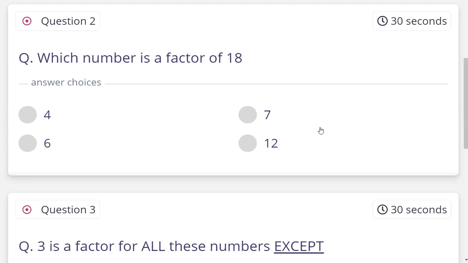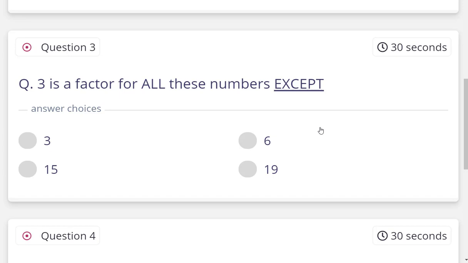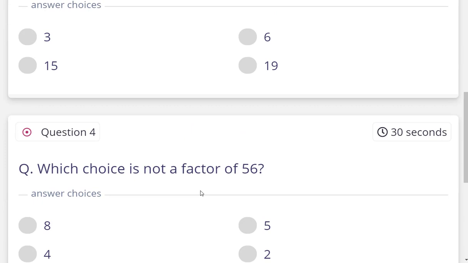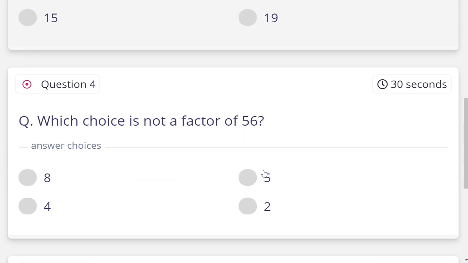In the next one, which number is a factor of 18? Of course, it is 6, because 6 times 3 is 18. The next one, 3 is a factor for all these numbers except, of course, 19, which is the only one that does not have 3 as a factor. Mr., 19 doesn't even have any number. Not one. Yes, 1 and 19. Excellent. Great work.